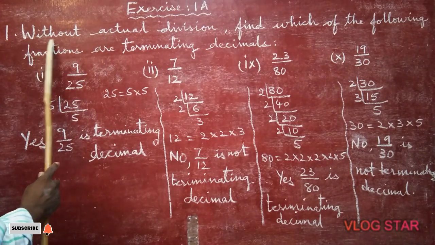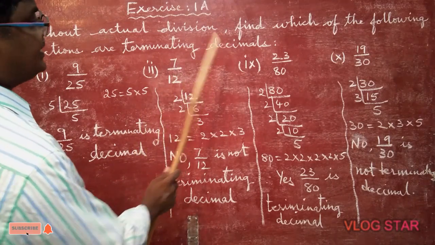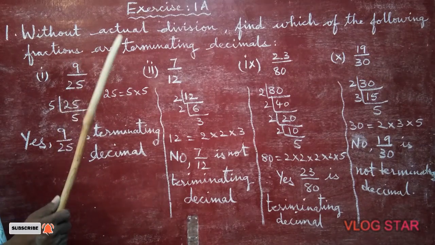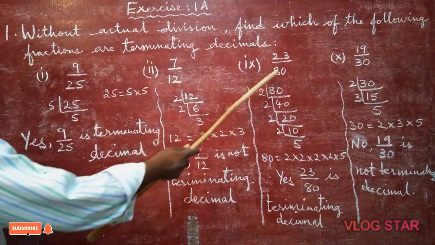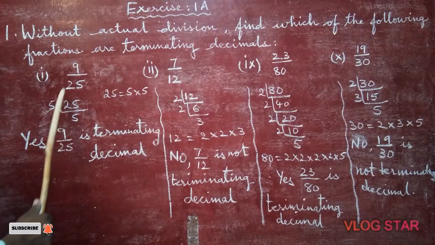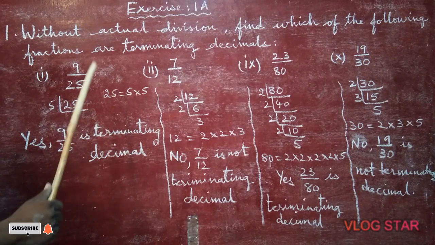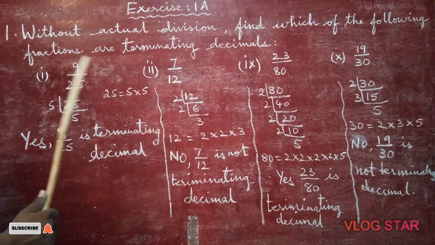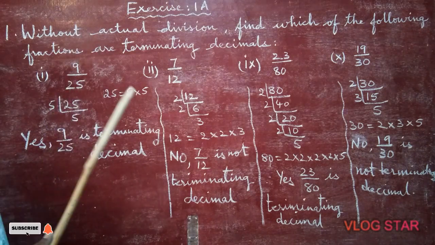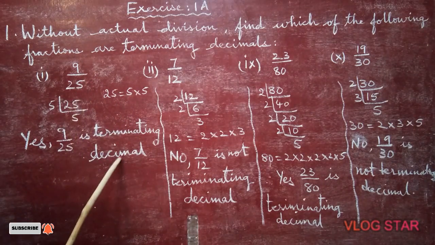Exercise 1A. Without actual division, find which of the following fractions are terminating decimals. Without actual division we are going to do it. I told you the important result, the important note. Just by denominators we can decide whether it is terminating or non-terminating. Take the denominator. Divide with prime factors. For 25, 5 into 5. We should get 5 and 2, either 2 or 5. Other than these two prime factors, another number should not come. If it comes, it is non-terminating. So here 5 came. Yes, the given fraction is a terminating decimal.